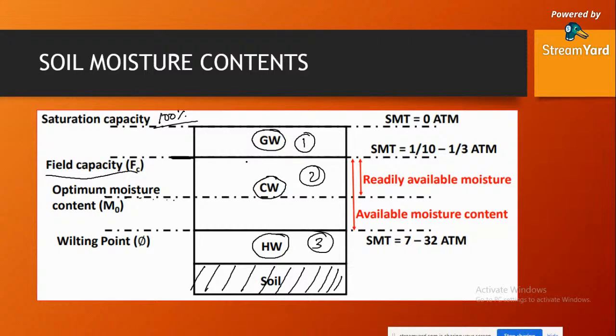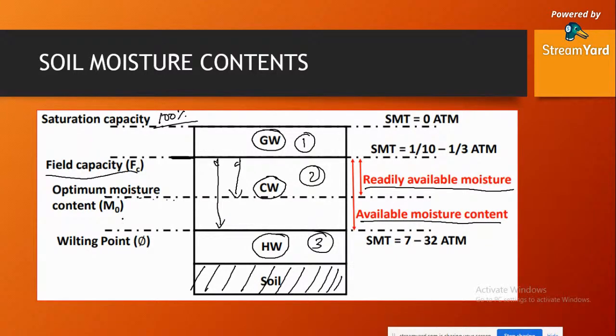And this part of the water, this depth of the water, is called readily available moisture. This is the part of the water which the plant can easily extract. The plant does not have to apply much soil moisture stress to utilize this water for its growth. And this total depth is called the available moisture content.